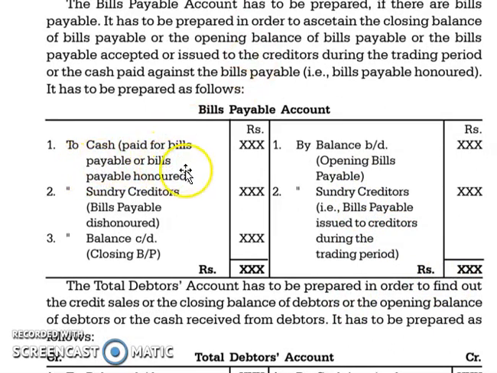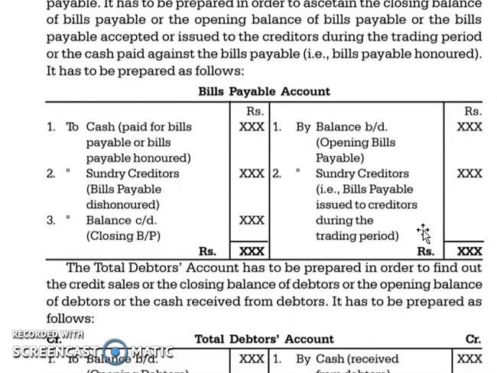The items included under bills payable account are, on the debit side, to cash that is paid to bills payable or bills payable honored, to sundry creditors that is bills payable dishonored, and closing bills payable, that is to balance carried down. On the credit side, we have opening bills payable, that is by balance brought down, and by sundry creditors, that is bills payable issued to creditors. These are the items included in the bills payable account.